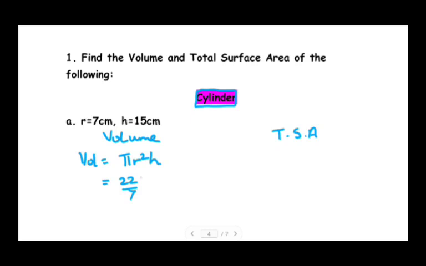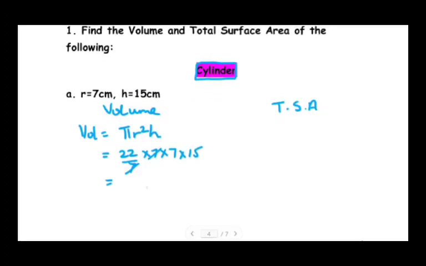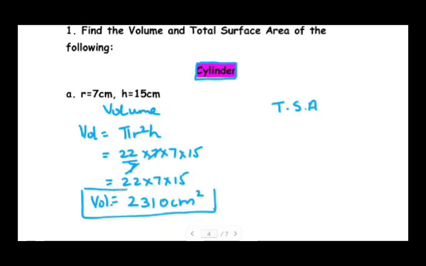22 upon 7. R is 7 into 7. Square, instead of writing square, I'm just writing it as 7 into 7. Height is 15, 7, 7 gone. 22 into 7 into 15 is what I need to multiply. And how much is that? It is 2310 centimeters cube. Yes, no word problem, so no statement.